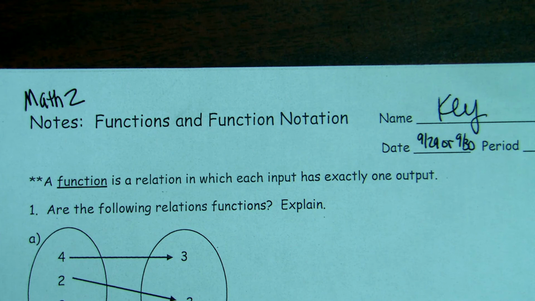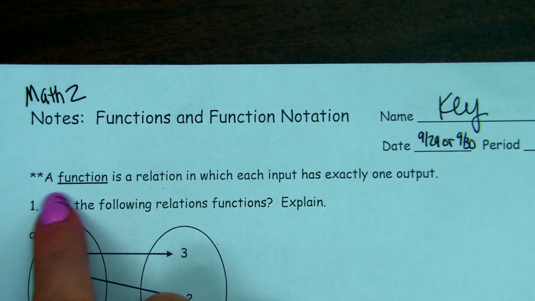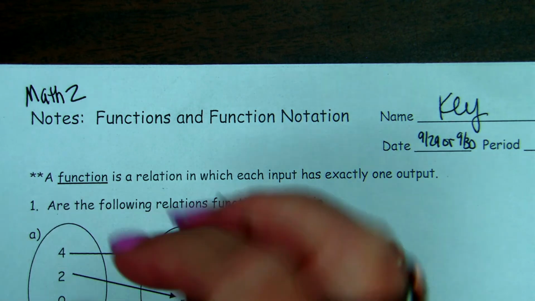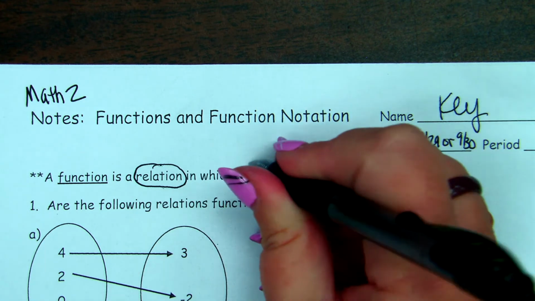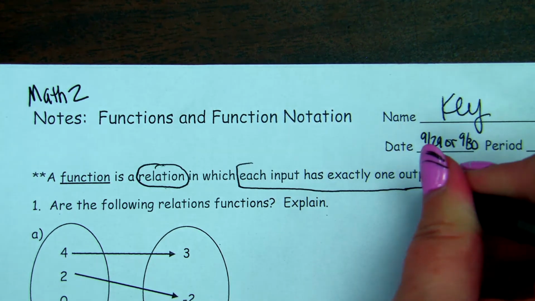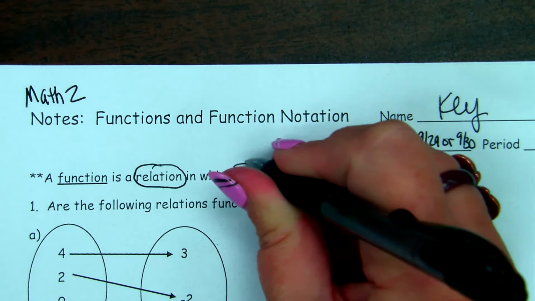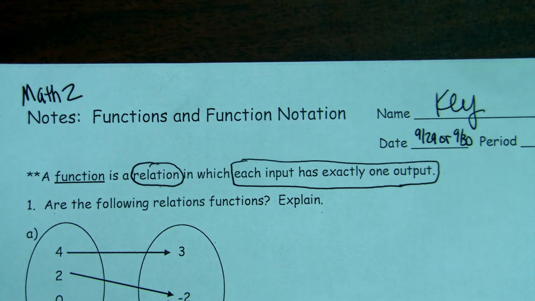Today we're going to learn about functions and function notation. There's 2 stars, so it's really important. A function is a relation in which each input has exactly one output. So you put something in and you get only one thing out.